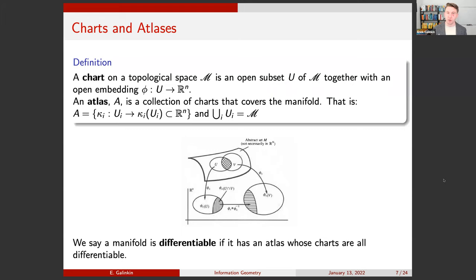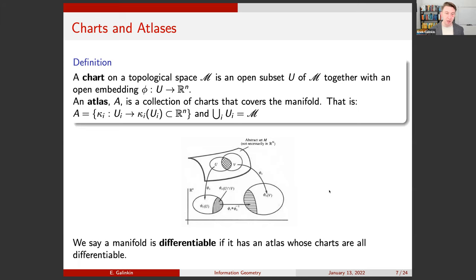And so if you take the union of all of those charts, then you have exactly your manifold M, right? Which is really cool, because that means you have a coordinate system on your manifold, no matter how ugly it is. And so if all of the charts, if all of those maps from the neighborhood onto Rn are differentiable, then we say that the manifold is differentiable. And that lets us get a really good notion of continuity. It lets us compute gradients, and computing gradients is really, really important for a number of applications in statistical learning and in physics.